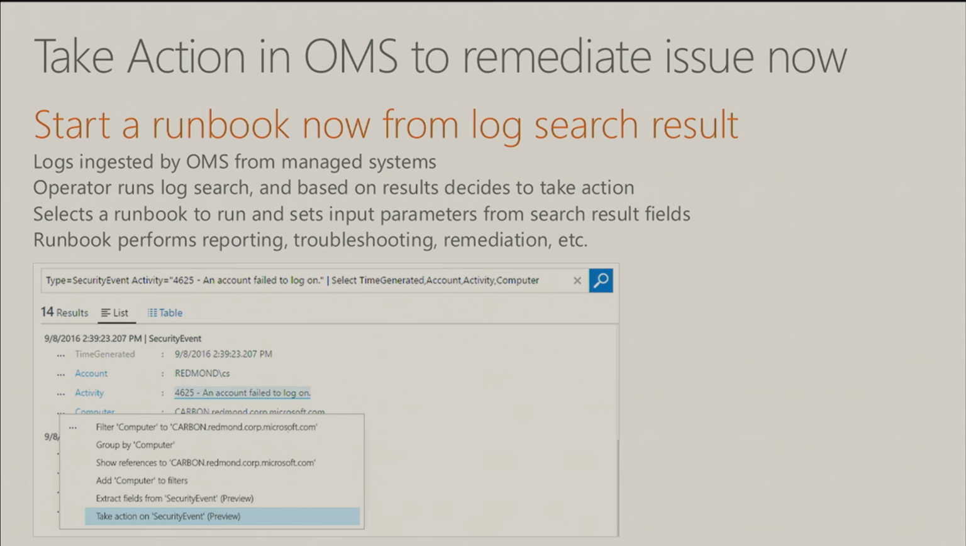So that's hooking up automation to an alert. The second one is on your saved searches. You can take action immediately and kick off a runbook. Some operator finds something in your saved search, or they get a call that there's something wrong. They can see exactly what's happening, and they can take an action right now using the context of that search and kick off a runbook. Again, I'll show you an example of that as well.